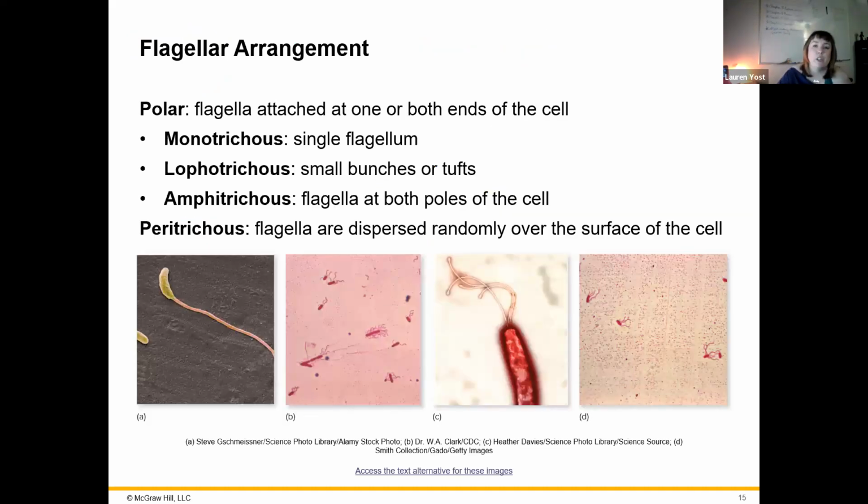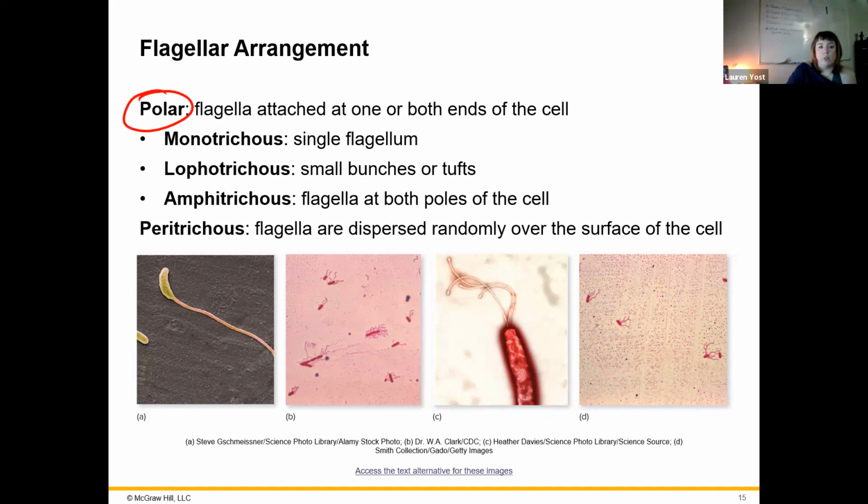We can have different arrangements of flagella on the outside of the cells. Flagella, again, are for movement. Okay, so that's why they're moving around and rotating that way. That allows the cell to propel itself and move itself around, in an appropriate environment. So polar flagella, we have flagella that are attached at one or both ends of the cell. So polar at one or both ends.